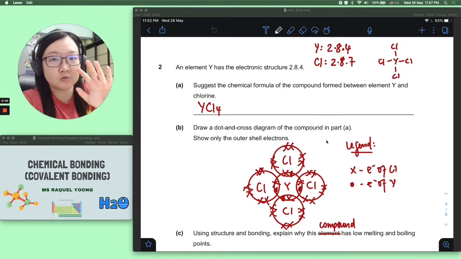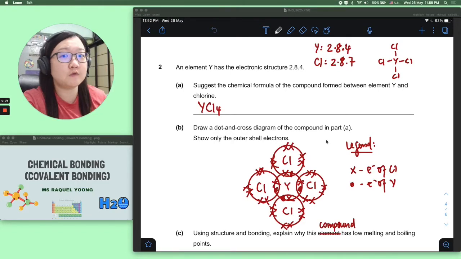Hello, let's continue with part 2 of our chemical bonding worksheet 2, the structure questions. In the previous part, we looked at the dot and cross diagrams of covalent molecules. So, question 2, we have an element Y, an unknown element. They tell you it has an electronic structure of 2.8.4.